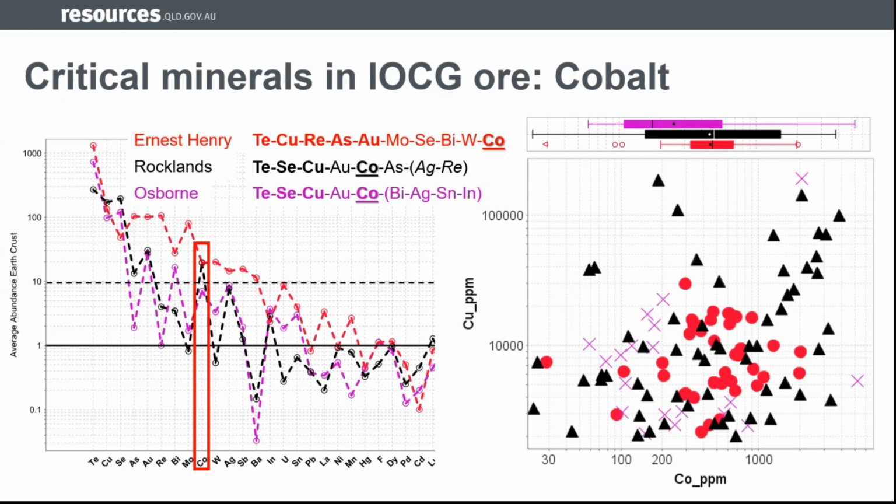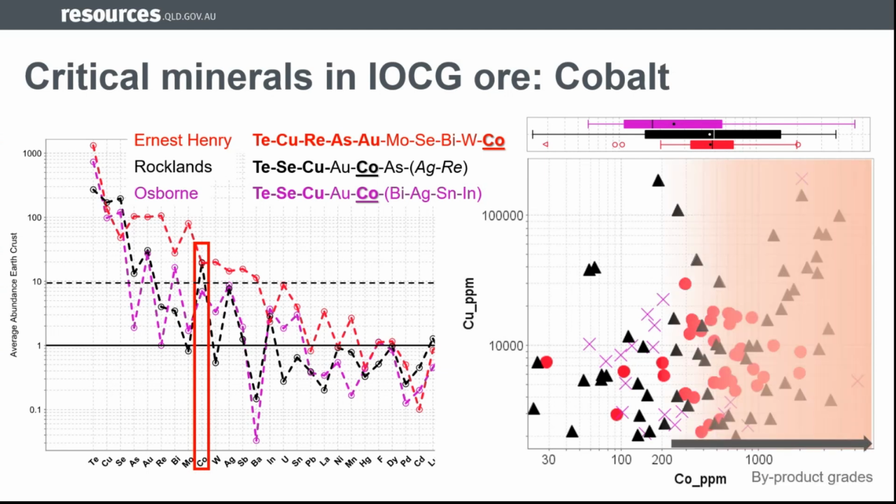A few words about critical minerals. There are several which are significantly enriched. The most consistent one is cobalt, which is common to a good half of all the deposits, and more significant concentrations are in Ernest Henry, Osborne, and Rocklands. We can highlight here that a fair proportion of mineralization in those deposits falls into the category of potentially recoverable byproduct cobalt. So cobalt is recovered in places at rates of 250, 200 and above.